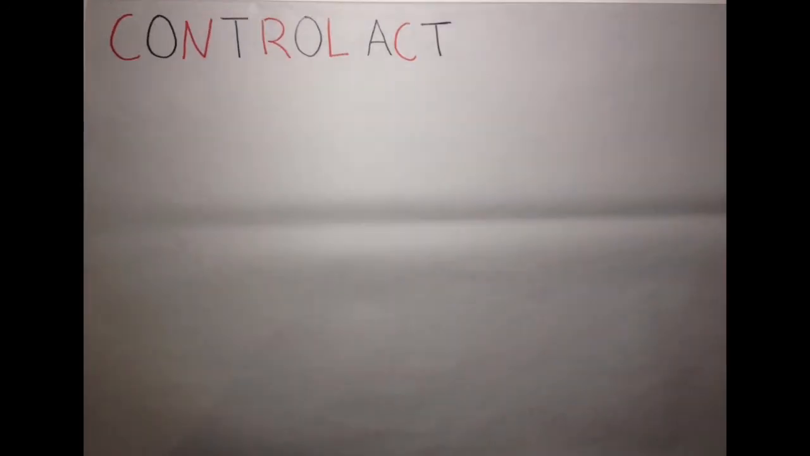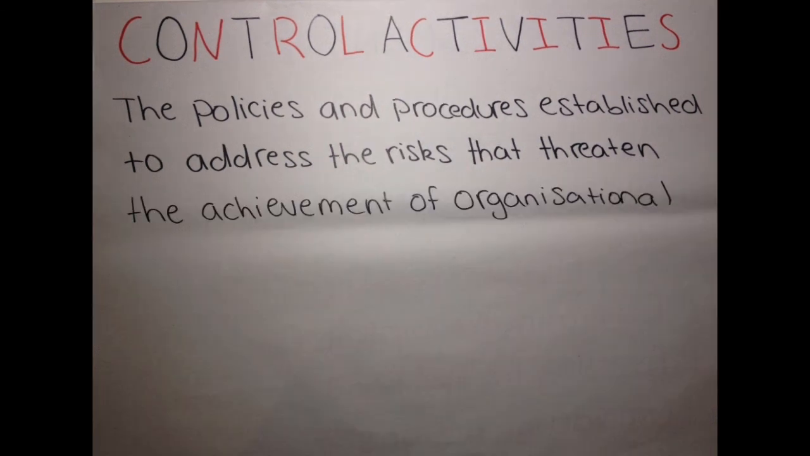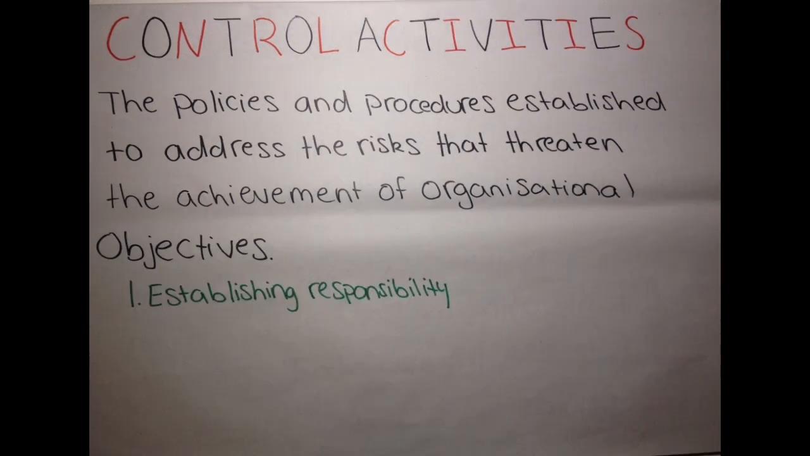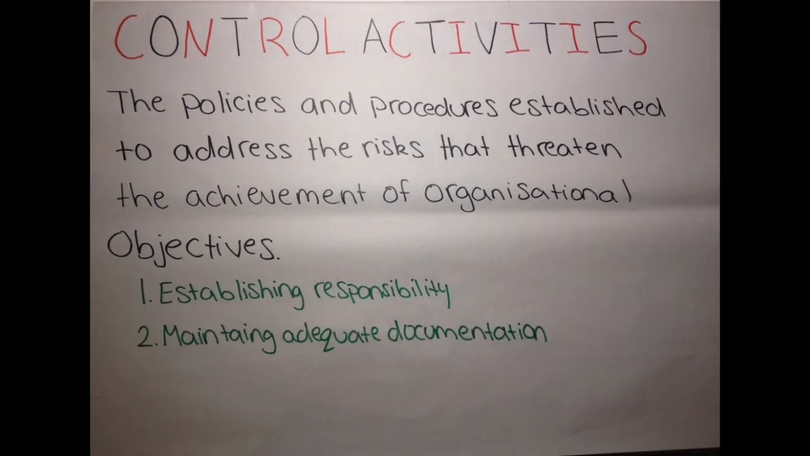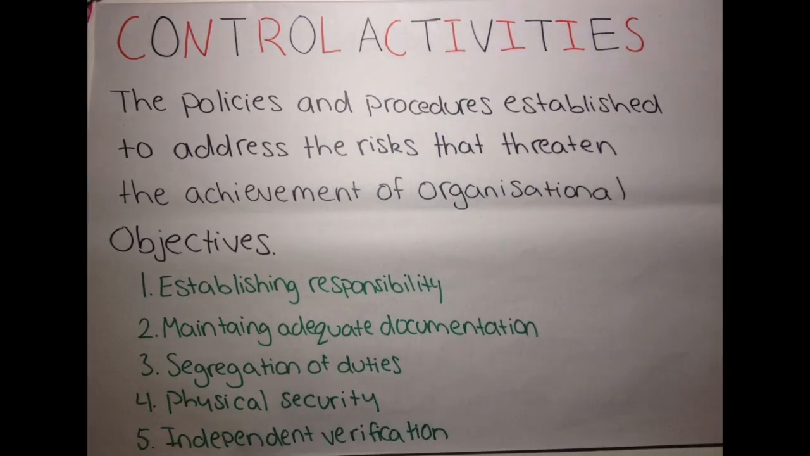Control activities are the policies and procedures established to address the risks that threaten the achievement of organisational objectives. Although specific control activities vary widely across organisations, they generally fall into one of several categories, including establishing responsibility, maintaining adequate documentation, the segregation of duties, physical security, and independent verification.